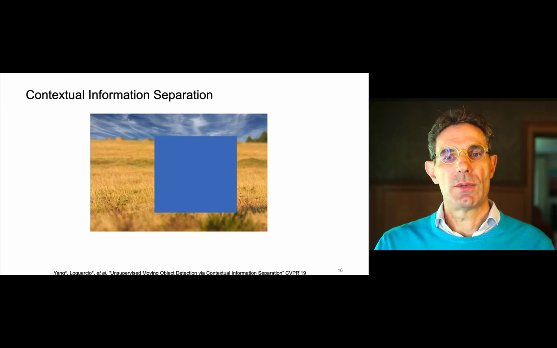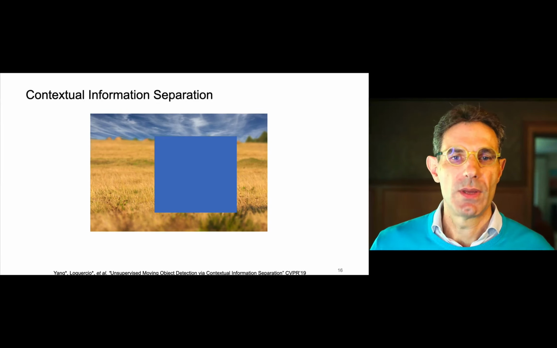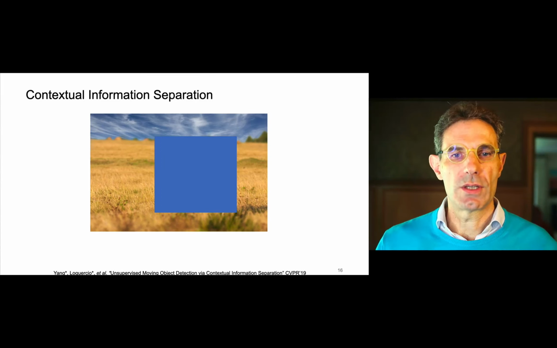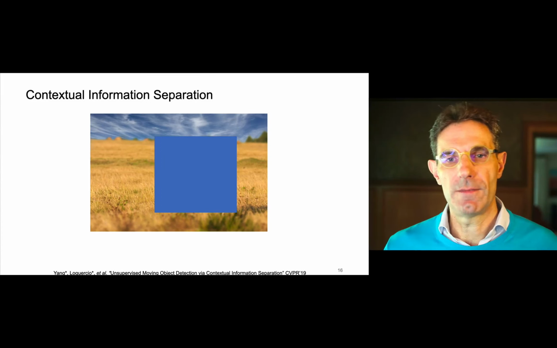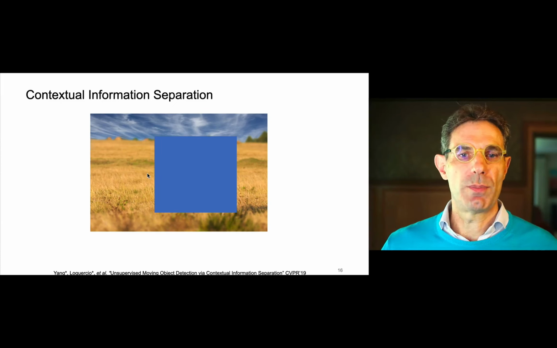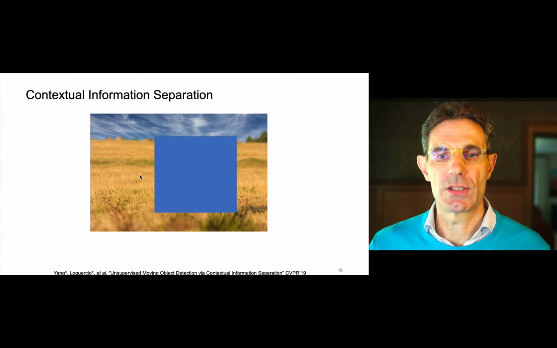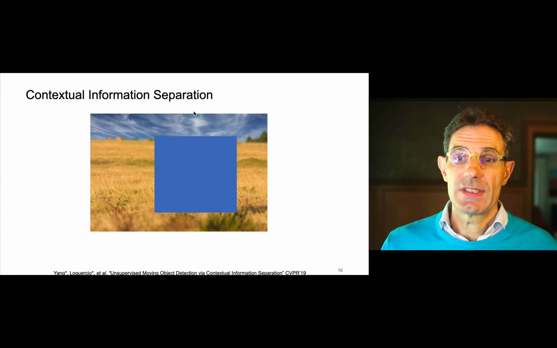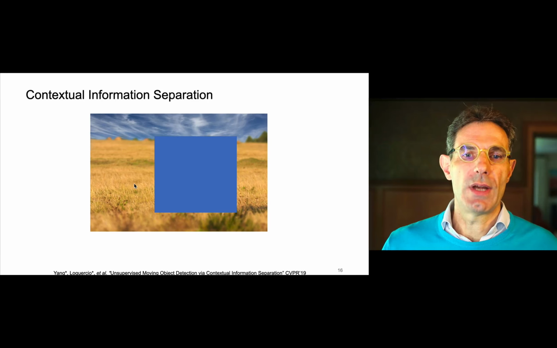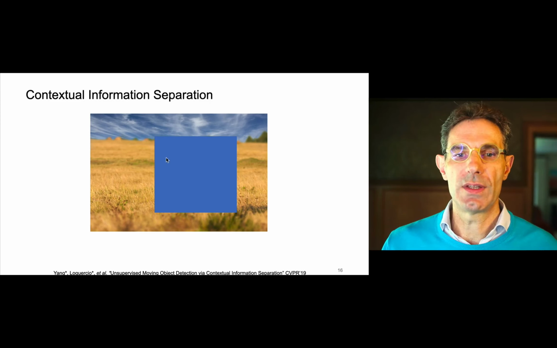So the first concept I'd like to present to you is this idea of contextual information separation, which was introduced by Yang, Soatto and others in CVPR 2019. Imagine you have an object, for instance, the blue square, which occludes part of the scene, and let's call the background everything else which is not the object, its complement. If you have seen scenes like this before, you could hallucinate what's behind the occluder. A transductive version of this is called in-painting. You use the pixels outside the blue region to fill in the blue region.